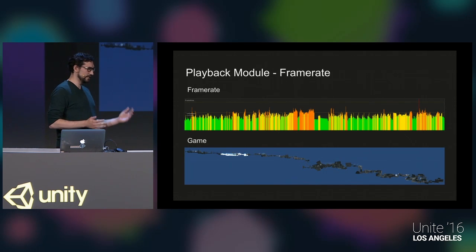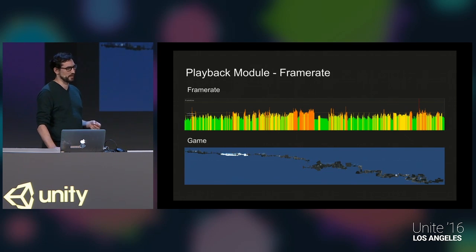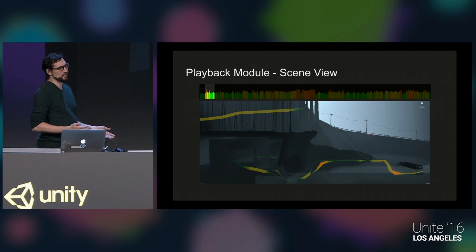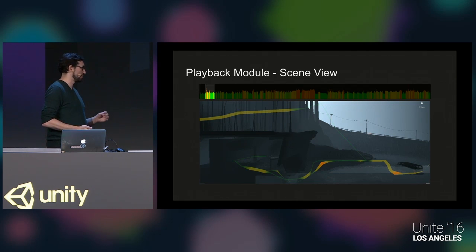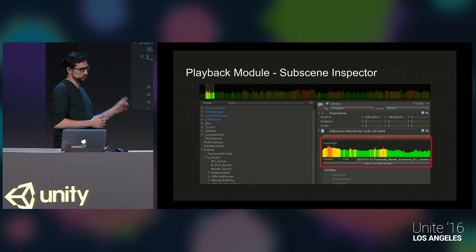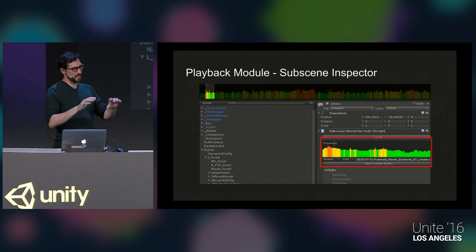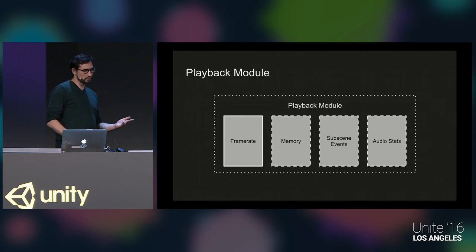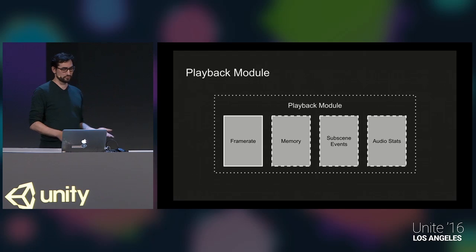And since our game is fairly linear, we could try and map this frame rate graph down into our game below. So one way to do this is that we exposed a lot of the frame rate graph into some of our editor windows. So this is the frame rate graph in the scene view as a line, which maps the traversal of the main character. And here we have it in the subscene inspector for a selected subscene. So we could select a subscene and see how that part of the game was performing. Later on, we added other playback modules, like memory, subscene events, and audio stats.